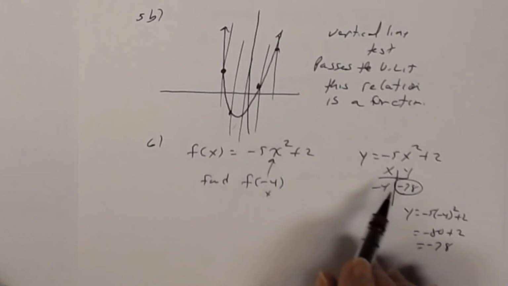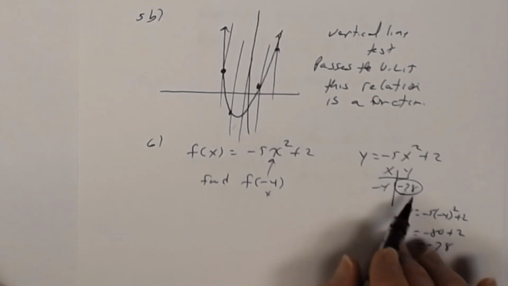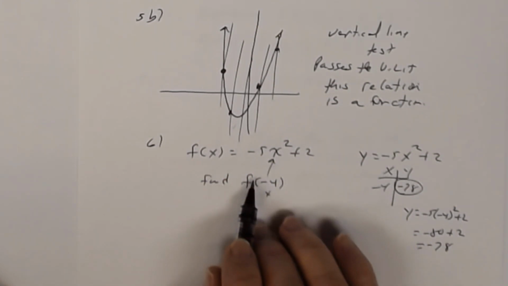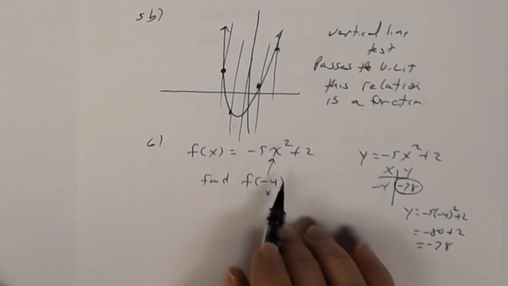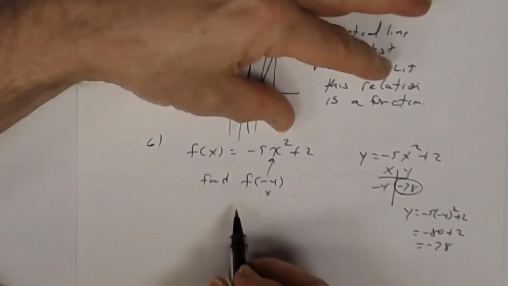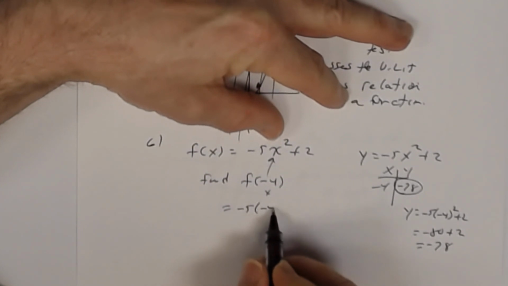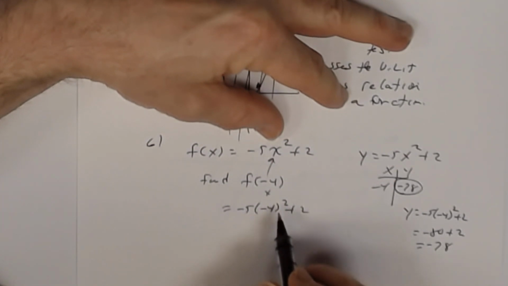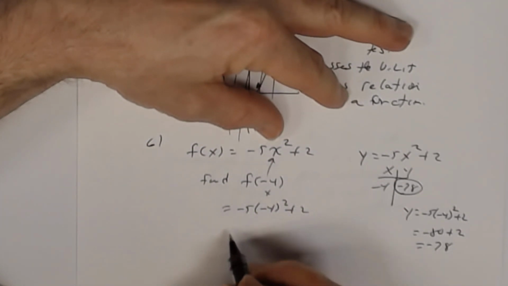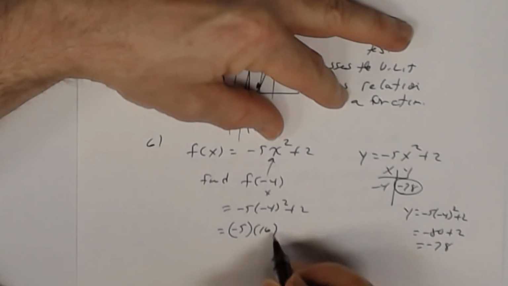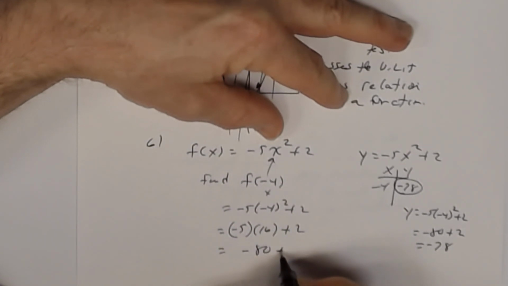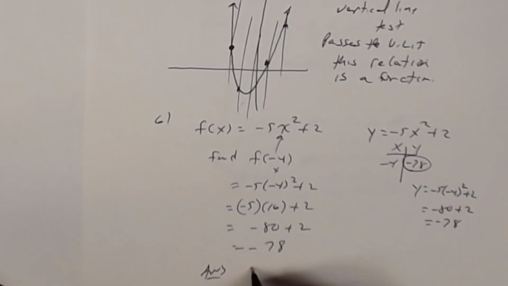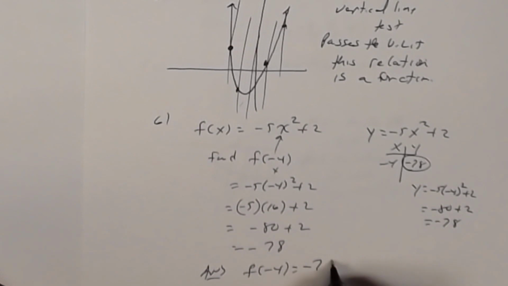But now with function notation, we don't look at it as a t-table. We just go to our function, and since this is f of x, wherever we see the variable x, I'll substitute negative 4. So this is going to equal negative 5 times negative 4 squared plus 2, which is the same thing we did here. Using the order of operations, negative 4 squared is 16, so negative 5 times 16 plus 2, so I get negative 80 plus 2, which is negative 78. And so your answer is f of negative 4 is negative 78.